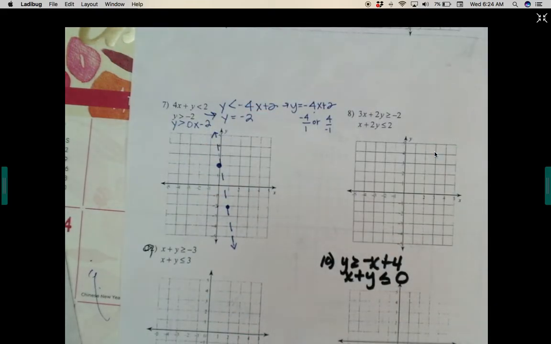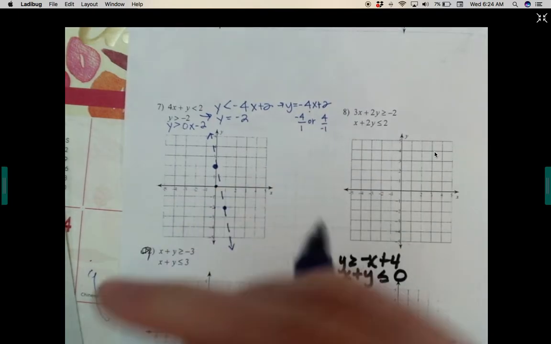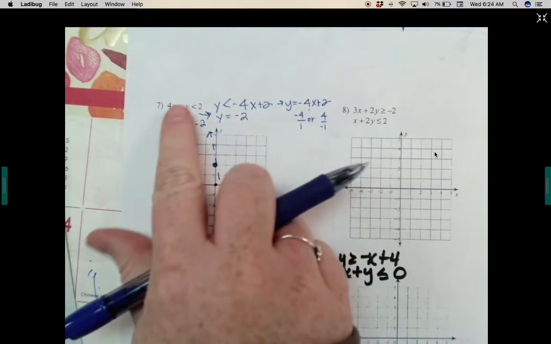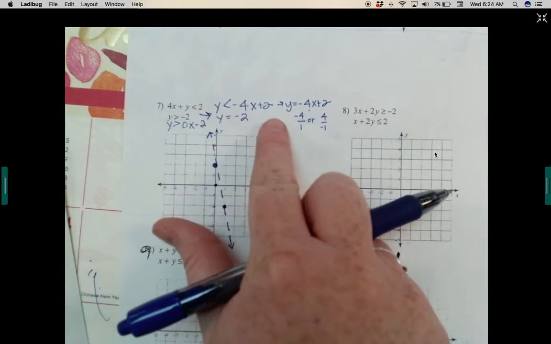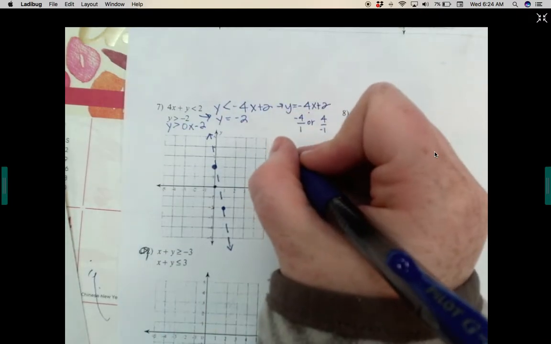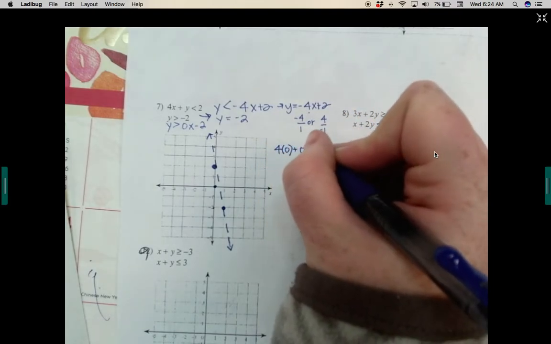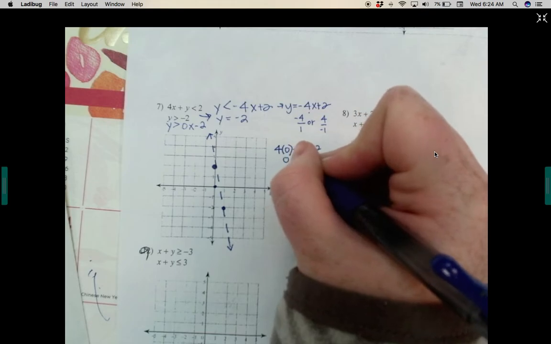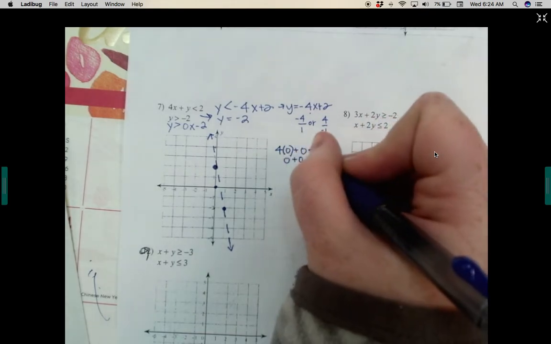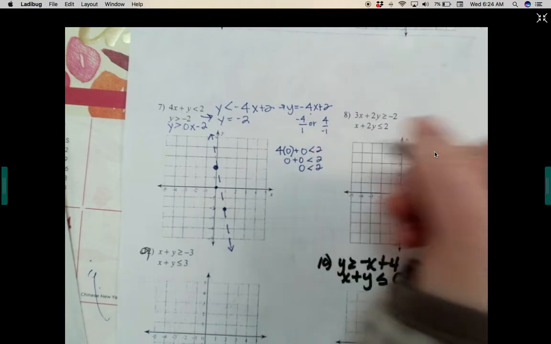Okay, so I have my line, and now I need to decide which way to shade. So I'm going to plug in 0, 0 because it is right here, and so it's not on my line. So I just plug it into your original one. You could plug it in here, but I like to use the originals just so I don't make any mistakes. So I have 4 times 0 plus 0 is less than 2. Because 4 times 0 is 0, 0 plus 0 is 0, so 0 is less than 2, which is true.